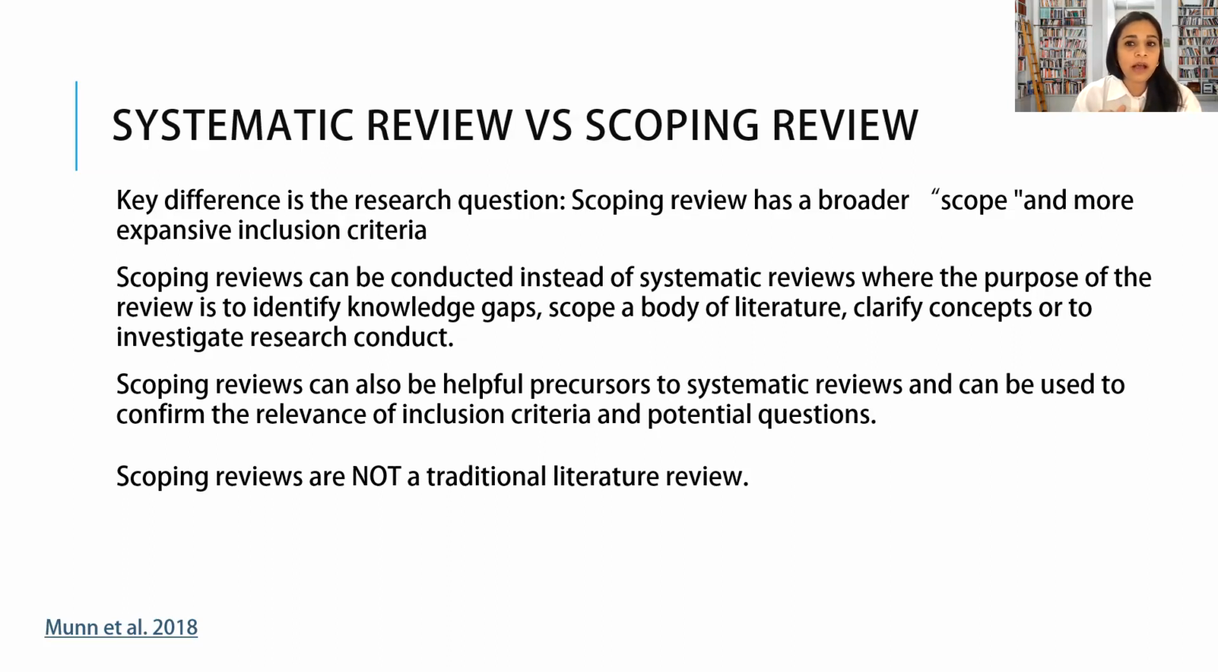So scoping reviews can be broad, where you're trying to understand and scope the existing literature that's available out there. They can be useful precursors to systematic reviews and can be used to confirm the relevance of inclusion criteria and potential questions. So you're hearing a lot about inclusion and exclusion criteria. We'll discuss that at length as well. When I say inclusion and exclusion criteria, it's more about the literature that I would include in my systematic review and that I would not include in my systematic reviews. We will discuss more of that.